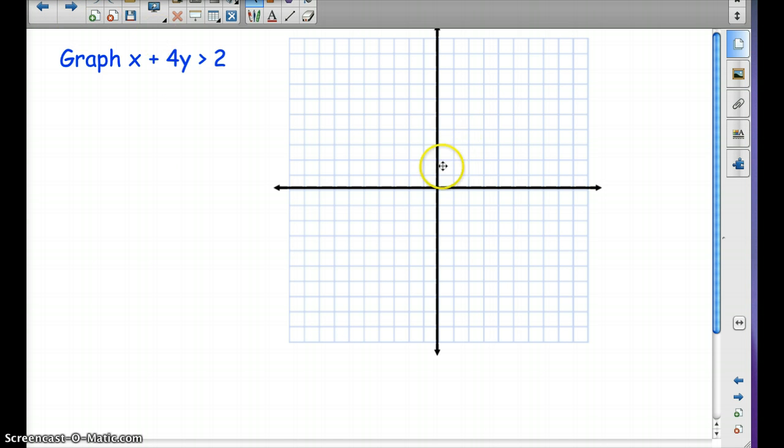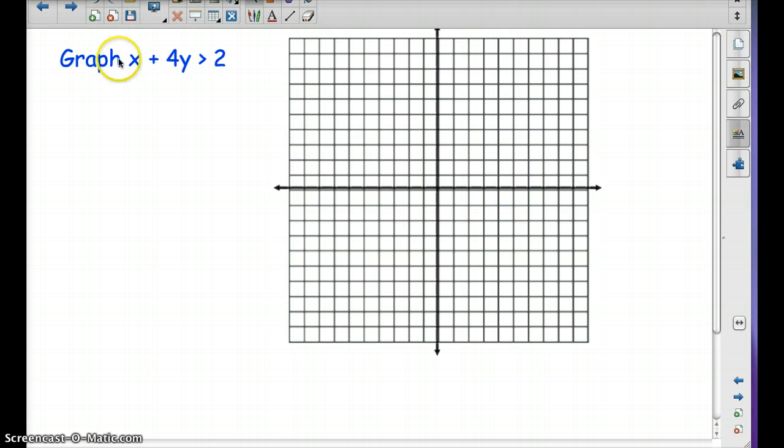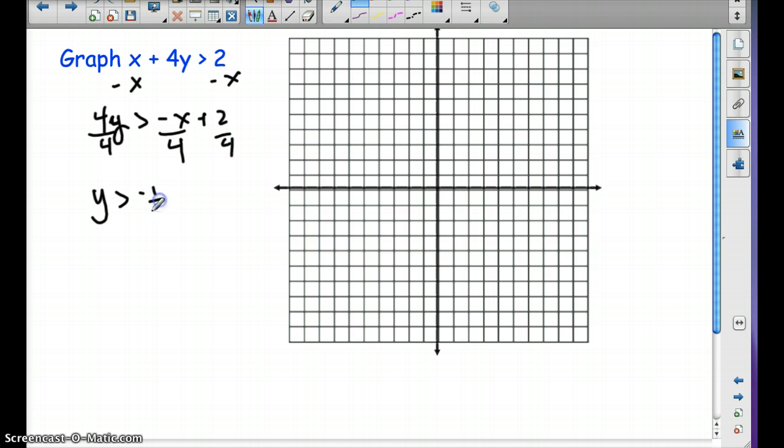So we're going to go ahead and graph x plus 4y is greater than 2. Alright, so step number 1, we are going to get this in slope-intercept form. So we're going to subtract x from both sides. So we have 4y is greater than a negative x plus 2. And then we're going to divide by 4. So we have y is greater than a negative 1/4 x plus 1/2.